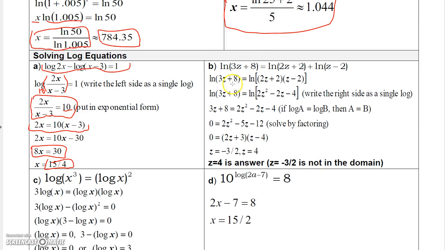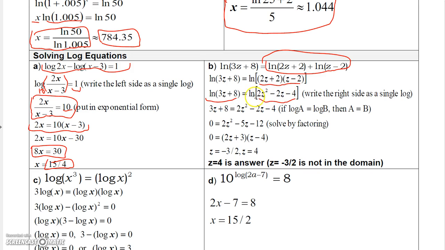The other thing you might run into, here we had a log equal to a number, okay? That's when you generally rewrite it in exponential form. But if you have two logs, like here on the right-hand side, I can use the log property that says the sum of two logs is the log of their product, and I can rewrite this as the log of 2z plus 2 times z minus 2, which would be the log, if you FOIL that, 2z squared minus 2z minus 4.